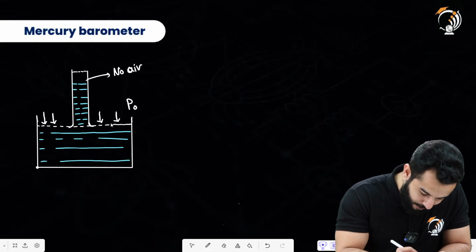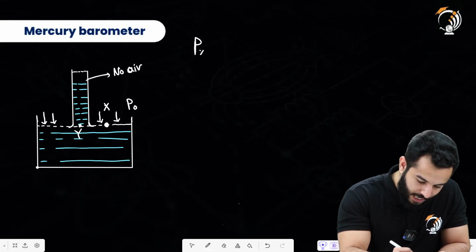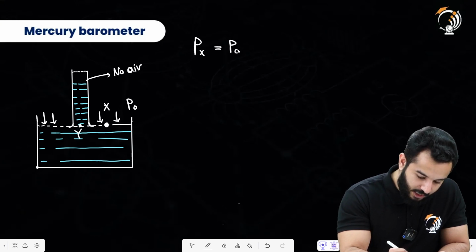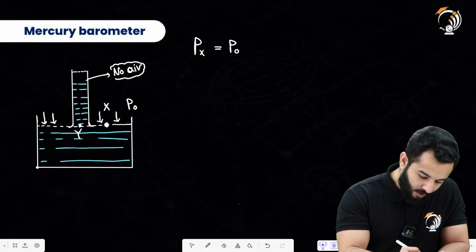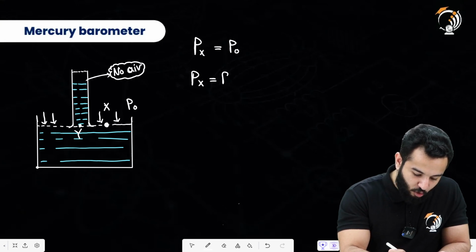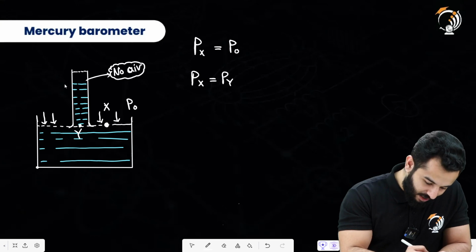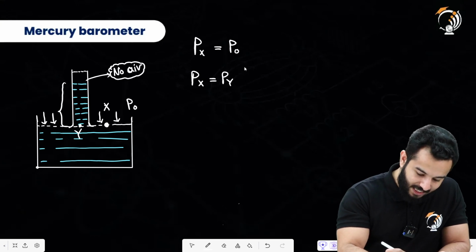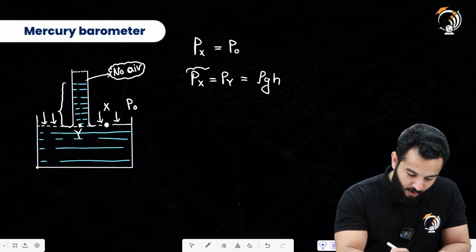of the pressure between these points. Let's say this is point X, and this is point Y. Now we know that Px is P naught, that is atmospheric pressure, but we don't have any air over here. So for Px to be equal to Py, the liquid must ascend up to a certain height so that these two can become equal, and we can write this as rho gh.